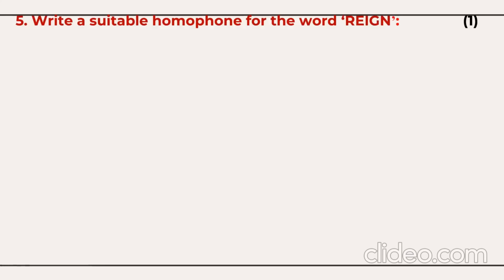Next, we have here, write a suitable homophone for the word reign, R-E-I-G-N. So what is the meaning of homophone? Homophones are words which have the same pronunciation, but different meanings as well as different spelling. So we find a word with the same pronunciation, that is R-A-I-N. That is for 1 mark.